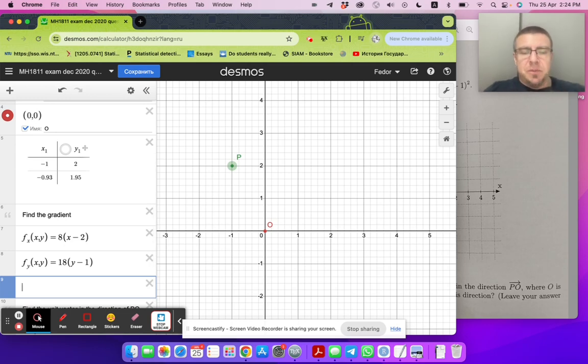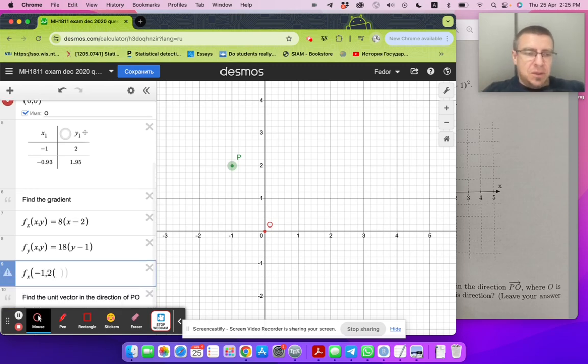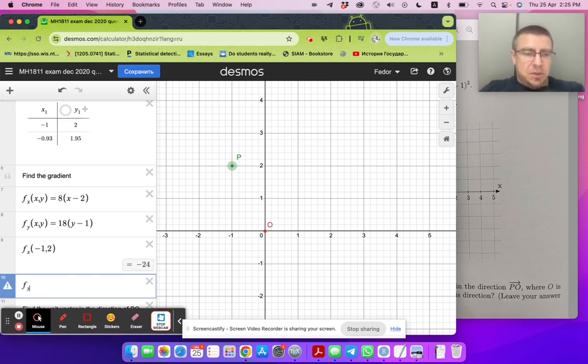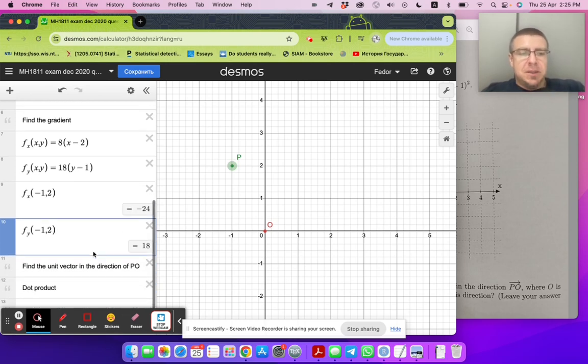We need the vector of partial derivatives at the given point. The given point has coordinates -1, 2, so we need to find fx at -1, 2, and it's going to be -24, and fy at -1, 2 is 18. So the gradient vector of our function at the point P is -24, 18. The gradient is found.